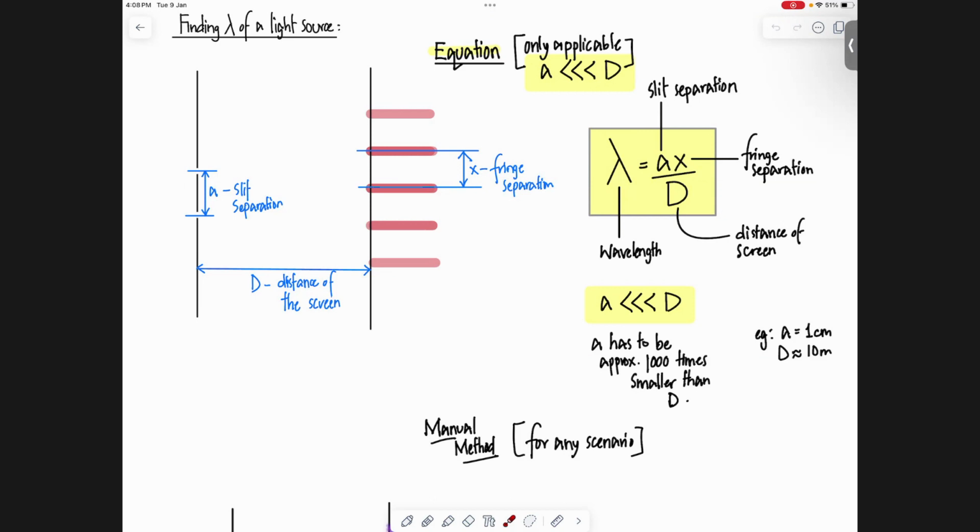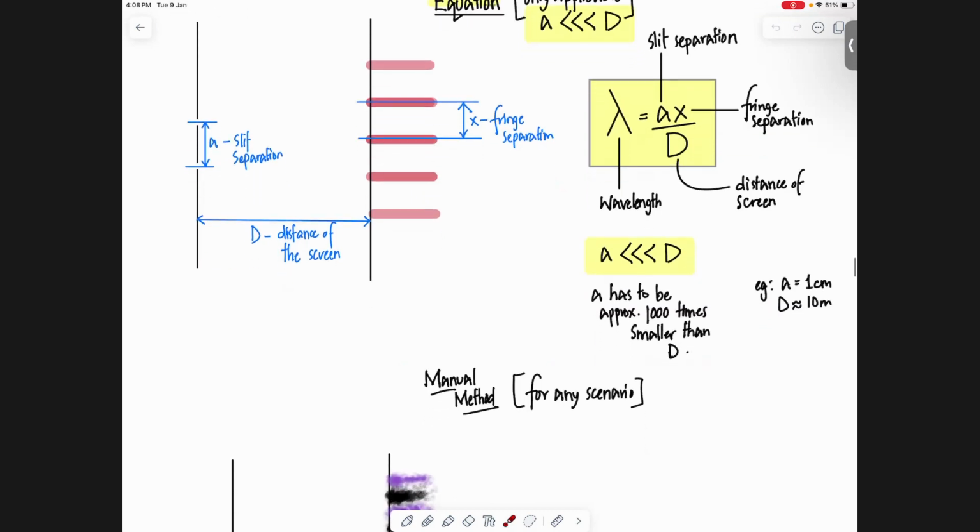The requirement is very strict. a has to be less than D. It means it has to be like 1,000 times smaller in size. If the ratio is 1,000 times smaller, then only this formula works. Otherwise, it doesn't work. So yeah, the formula is very limited. I think this is about the MCQs so far.